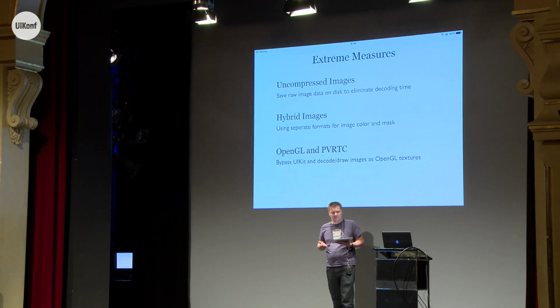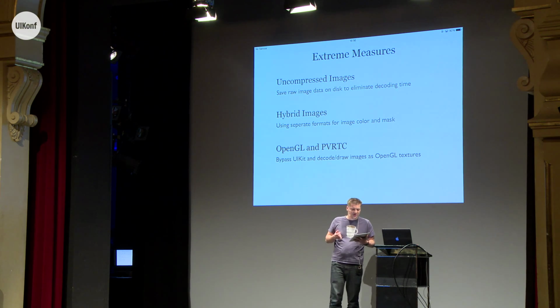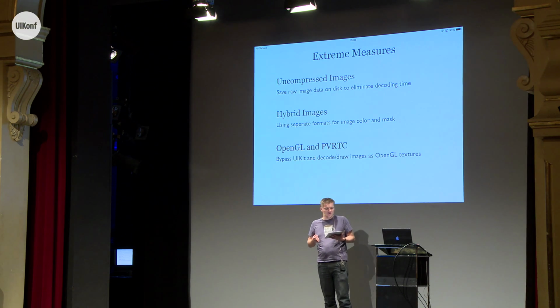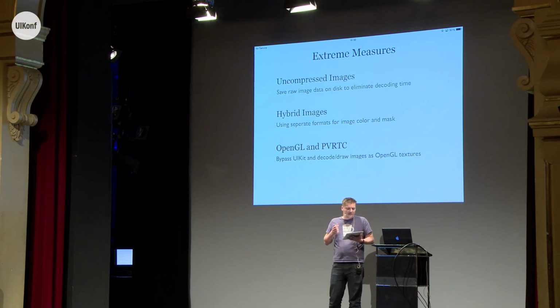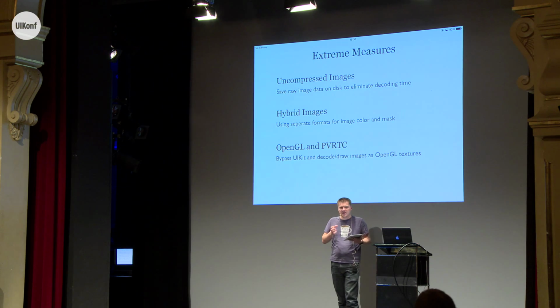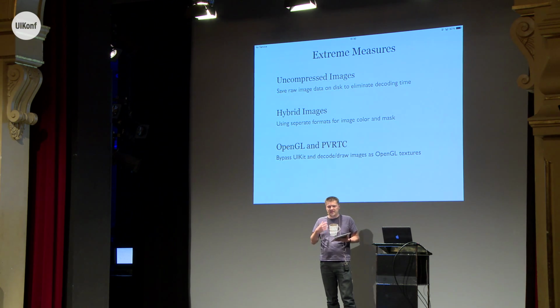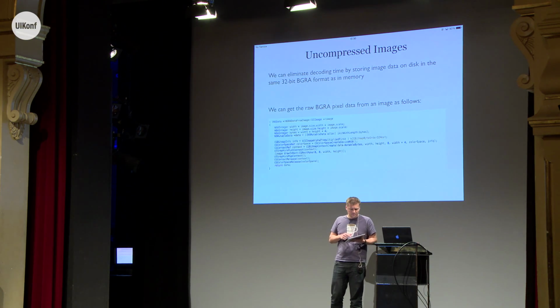Extreme measures. So these are extreme in the sense that they're probably likely to get WTFs from your fellow programmers if you don't warn them that you're going to do this. They're extreme in the sense that these represent typically extreme optimization of a particular principle, maybe at the expense of something else. The first extreme measure I'm going to look at is using uncompressed images, which is basically saving raw image data to disk to eliminate decoding time.